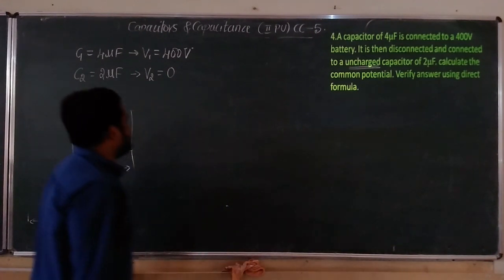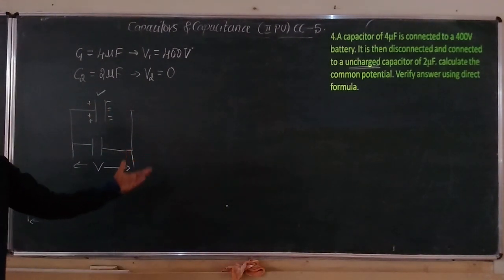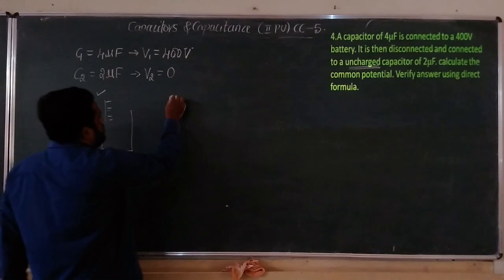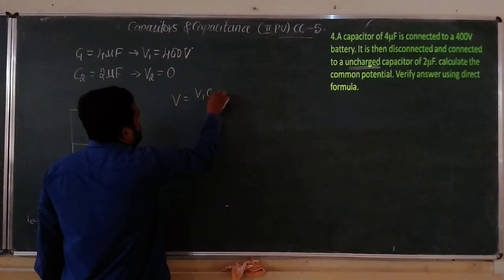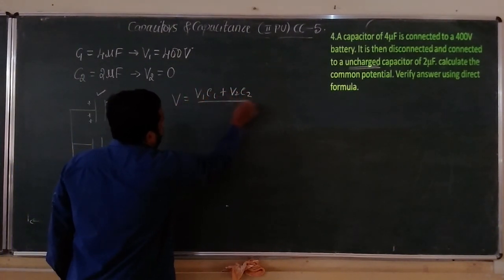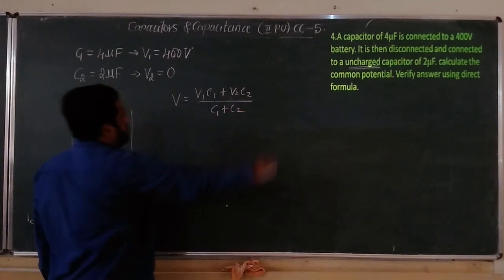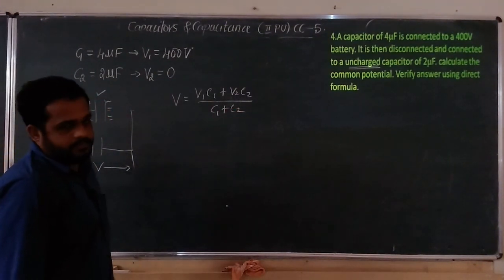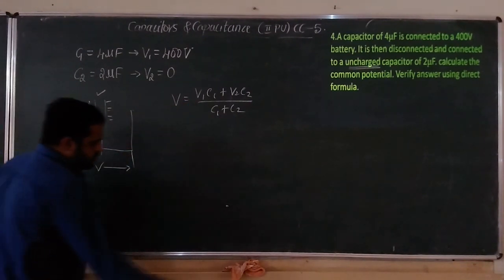Solve the problem using the steps we followed in the previous problem. At the same time, you can solve the same using the formula V1 C1 plus V2 C2 divided by C1 plus C2. Using this formula also, you can solve the problem. Okay, so complete it yourself.